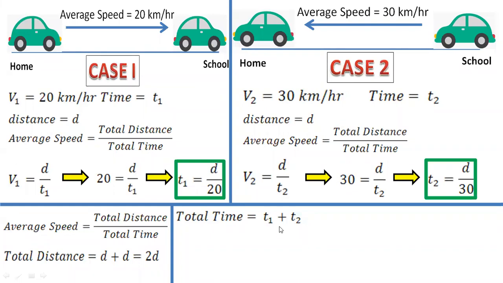That values we already got, right? What is the value of t1? D by 20, right? D by 20 and d by 30. So with these both values we'll put in this equation. But take the screenshot of this particular slide, so that you can understand the situation. Case 1 and case 2.